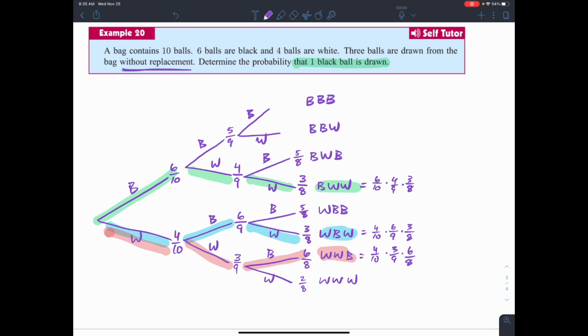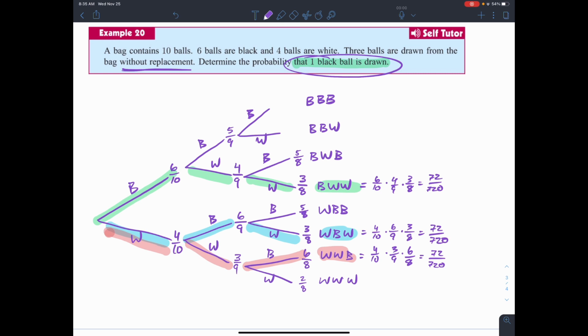And if you notice, hey, look at that. 6, 4, 3, 4, 6, 3, 4, 3, 6. That's all the same number. So if we calculate one of these, we get out of 720.